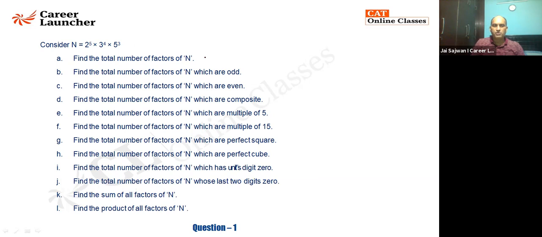So I'll start with the first one. I'm sure n is 2^5 × 3^4 × 5^2, so the total number of factors is 6 into 5 into 3, which is 90. Wait, the total number of factors which are odd: for odd, I want only odd numbers to be part of that. So how many factors are there? I'll say 5 4s are 20 factors are there.